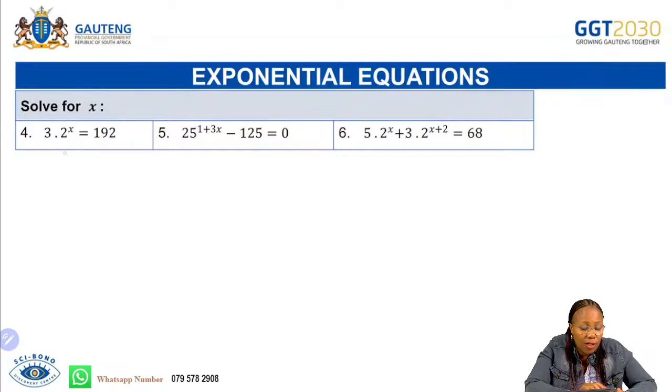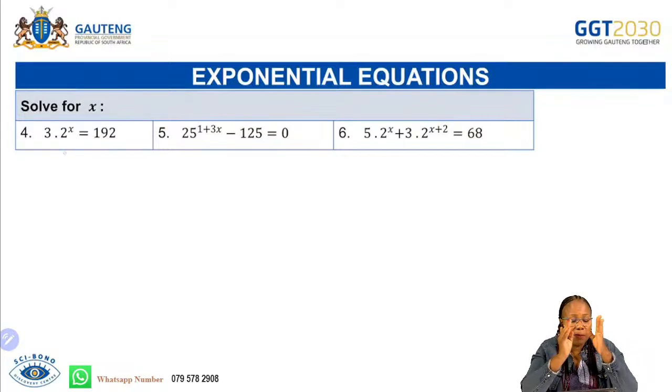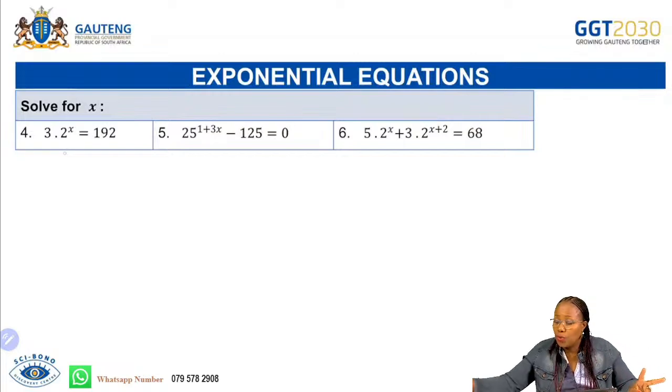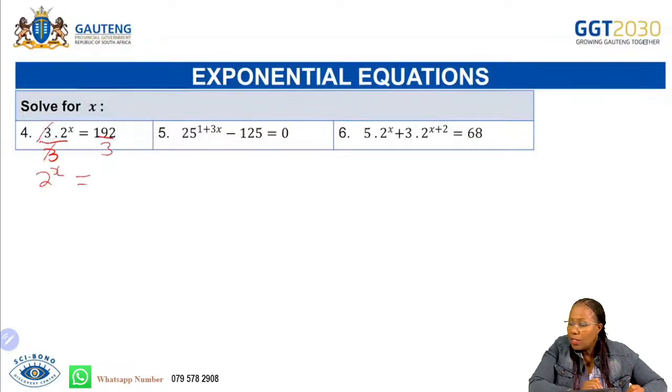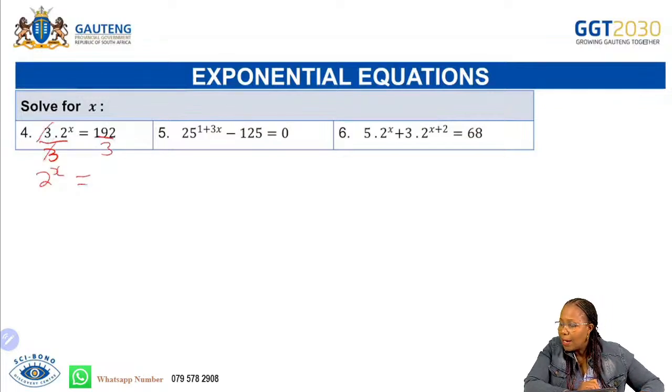For another question, look at this. We have base 3 and base 2, which is to the power x, equal to 192. There is no way, grade 12, that you can solve this if we have two bases on the same side. So we need to remove those bases by dividing both sides by 3 here, because 3 doesn't have exponent x. So 3 will cancel, we will be left with 2 to the power x, single base. And then 192 divided by 3, we end up with 64.